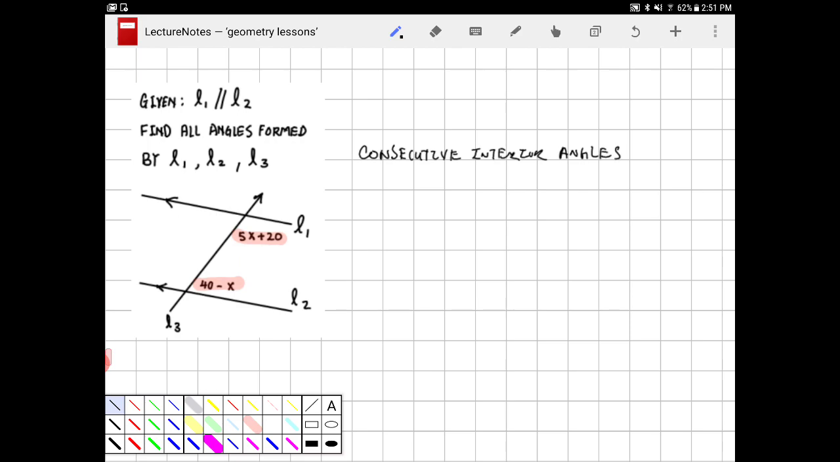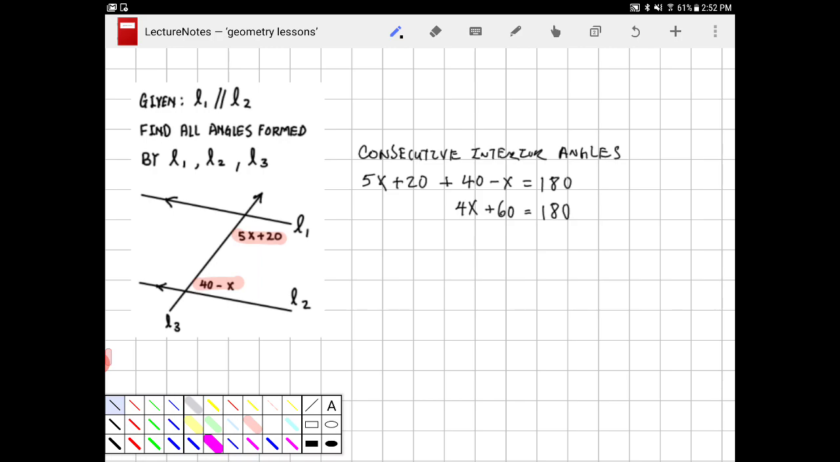Because these are consecutive interior angles, the two angles highlighted in pink should be supplementary. So 5x plus 20 plus 40 minus x equals 180. Combining like terms, 5x and negative x makes 4x, and 20 and 40 makes 60. Therefore, 4x plus 60 is equal to 180. By isolating x, I subtract 60 from both sides, so we have 4x equals 120. Divide both sides by 4, and x is equal to 30.